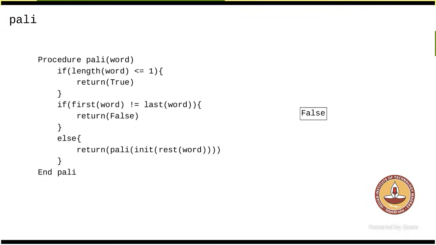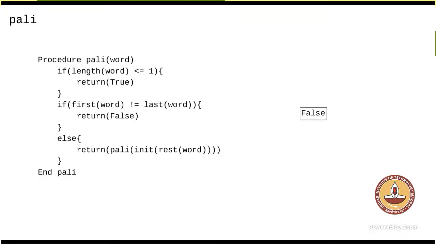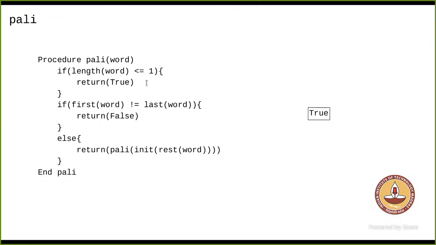Okay, one final example of recursion. So can you repeat the last line? How return Pally init rest word? Can you explain this line, please? Yeah, sure. So let me go to this particular screen.